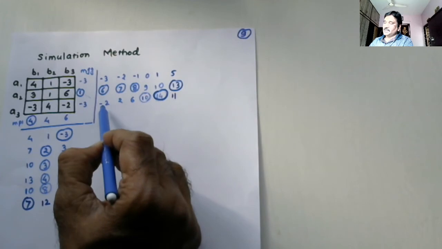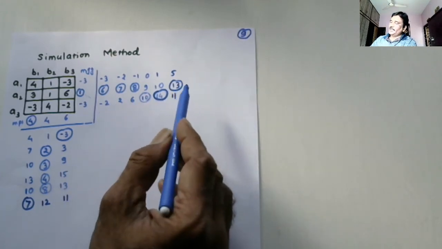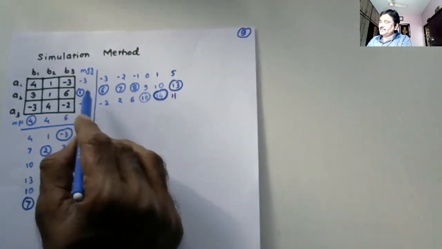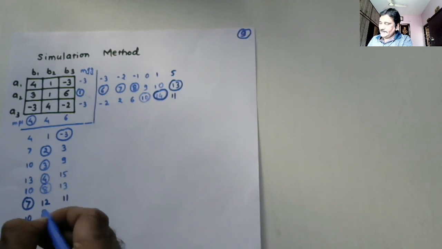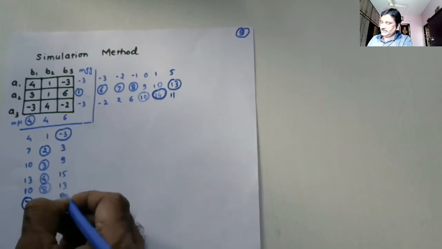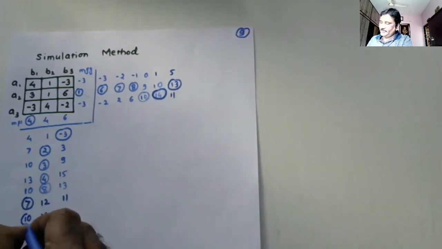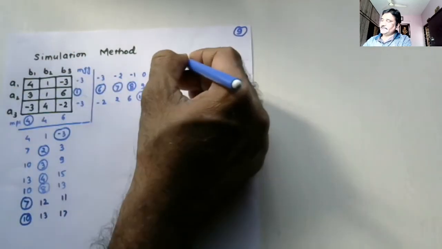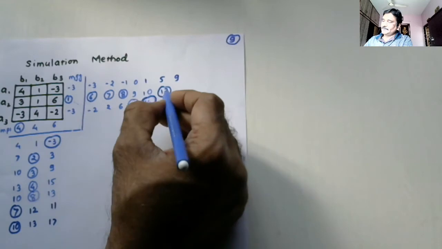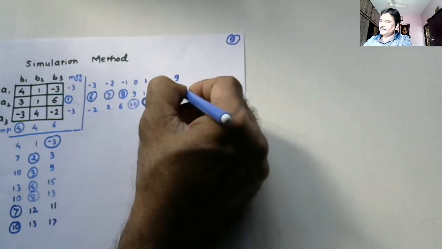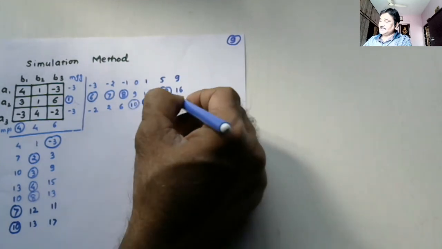So just make a count: 1, 2, 3, 4, 5, 6. So 4 more times we will have to do this exercise. All right, these values will get added to this one, making this total 10, this 13, and 11 plus 6 is 17. Okay, this is again minimum. These values will get added here. 5 plus 4 is 9, 3 plus 13 is 16, and 11 minus 3 is 8.